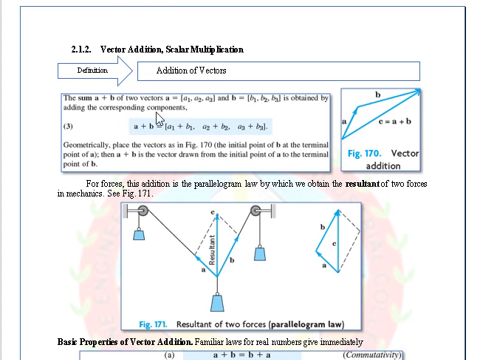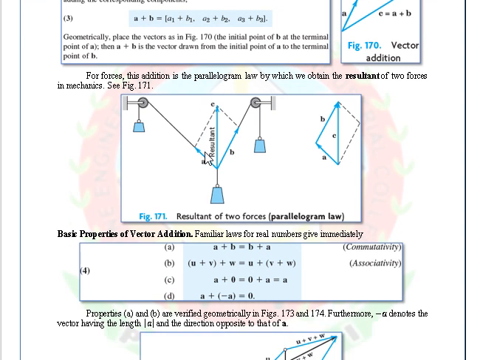So for example, if you have two vectors, this one and this one, what you do is just add its components. What you will do is add the components of the two vectors to add them as a whole. Okay? So that is what we will do.